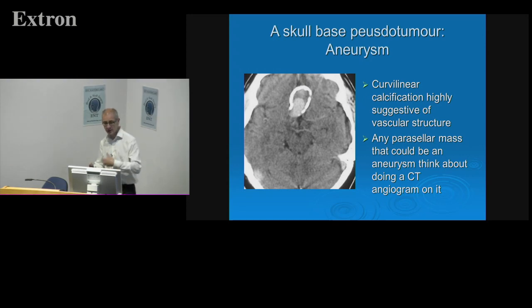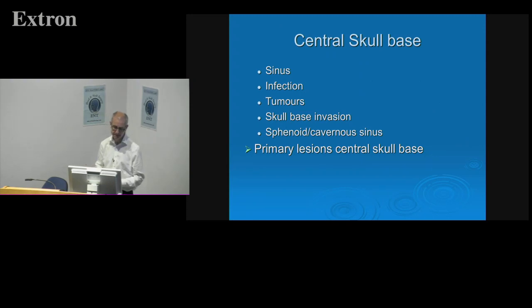Obviously, it's easy when you get curvilinear calcification like this in the wall. This is a partially thrombosed aneurysm, which is why you get the differential in contrast enhancement. This is all thrombus sitting in it, and that's the actual lumen of the aneurysm. With CT angiography, it's very easy nowadays to investigate these things.